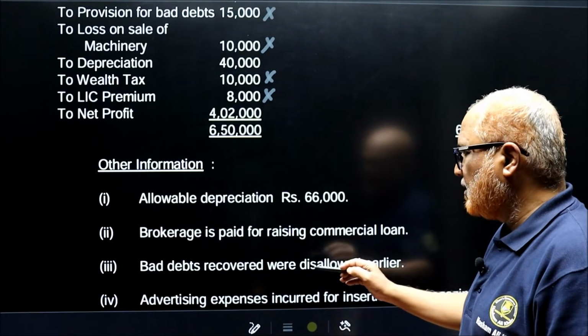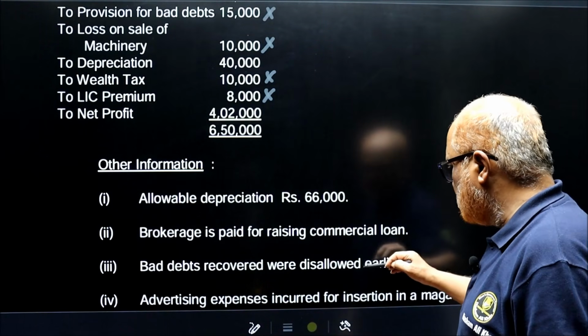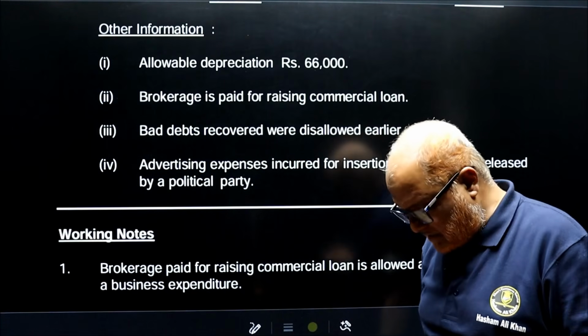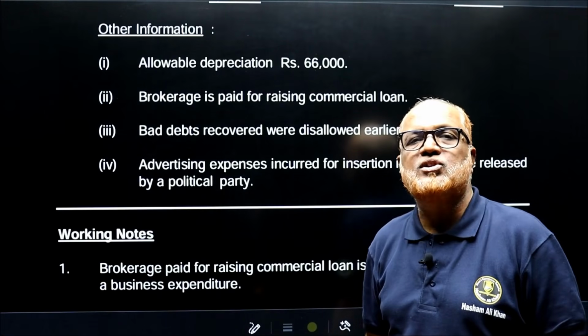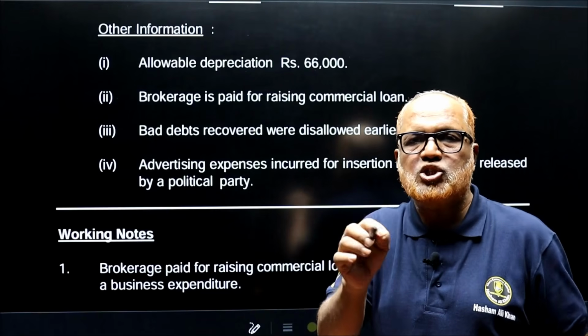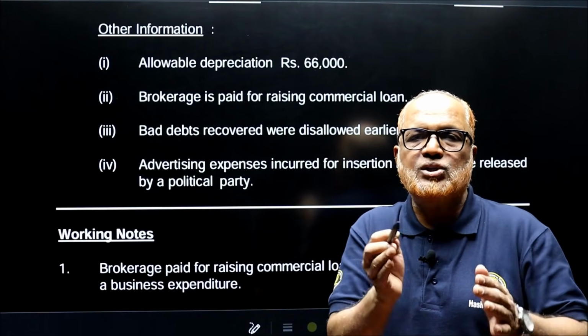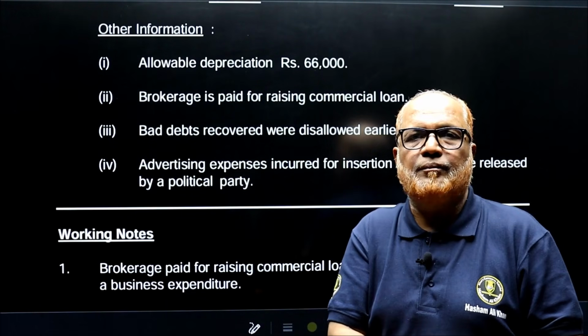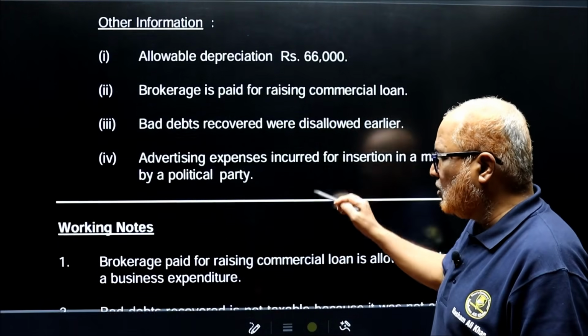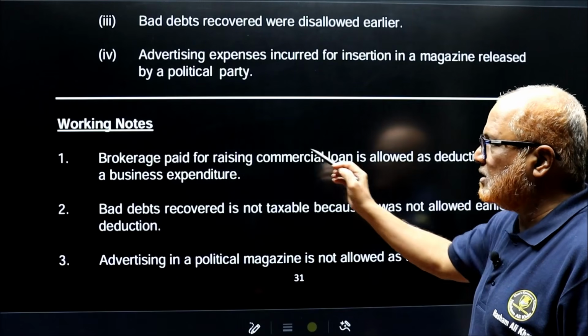We deduct. Then advertising expenses incurred on insertion in magazine released by political party. Specifically, Income Tax Act has given the provision. If advertisement is given in a magazine which is published by a political party or a souvenir published by a political party, advertisement will not be allowed as deduction. So in this case, advertisement not allowed. Brokerage paid for raising working notes.